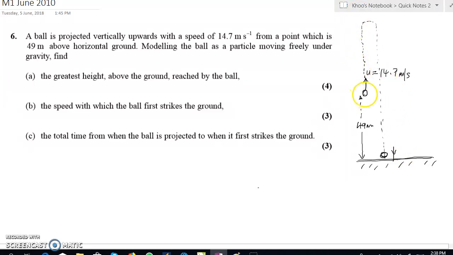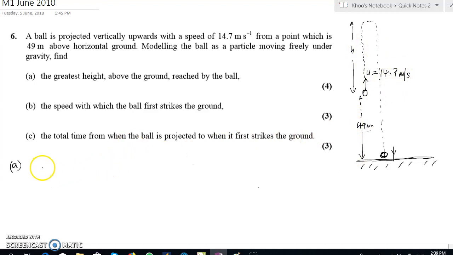So all we know is, once it's projected here, eventually it will move up and slow down due to gravity pulling it down, until it comes to the greatest height. So what we need to do is just find this height, and then add it to the height above the ground where it's projected, which is 49 meters. That will give us the greatest height above the ground. Okay, so the first thing you have to do is always sketch a diagram. Put in all the information, even the unknown that you need to find.